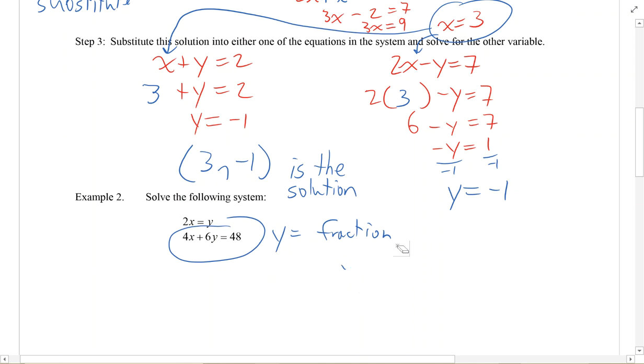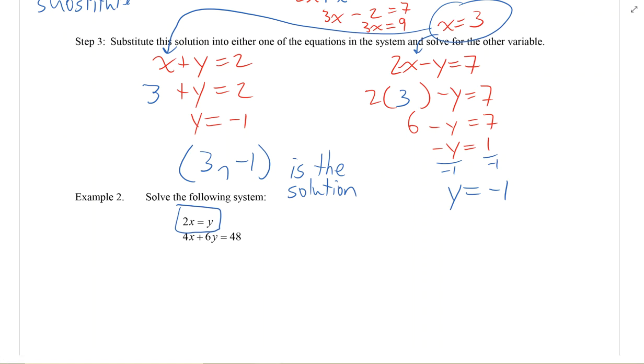What are you thinking right now, Zoldy? Not much, to be honest. What you should be saying is, well, Mr. Barker, use that one, because that one's already set up as y equals. See how it's ready to go?